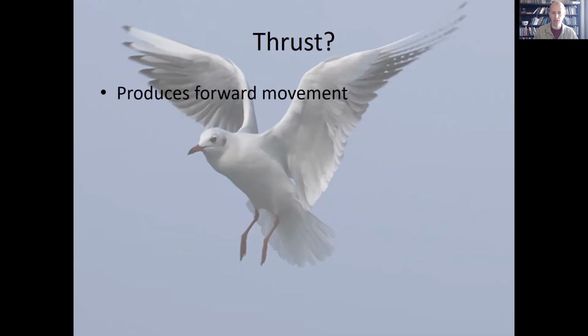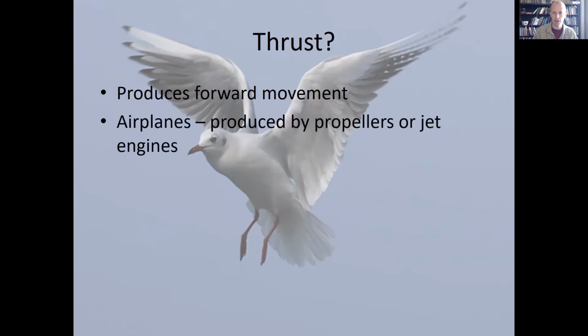Now, what about the thrust? How does the bird get forward movement? Thrust is accomplished in airplanes by having a propeller or a jet engine which forces the wing forward. By forcing the wing forward, you get air hitting the bottom of the wing and forcing it up, and the air speeding up over the top of the wing. Oh, actually, before we even move on, I'm going to switch really quickly.